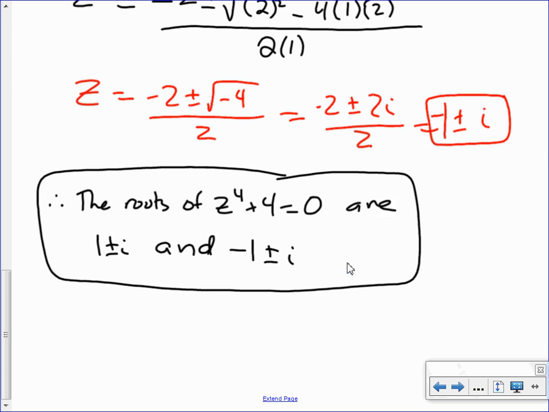Do you want to see a picture of this? The picture of the roots. Yeah! I show you picture. I show you picture, yes? Yeah!